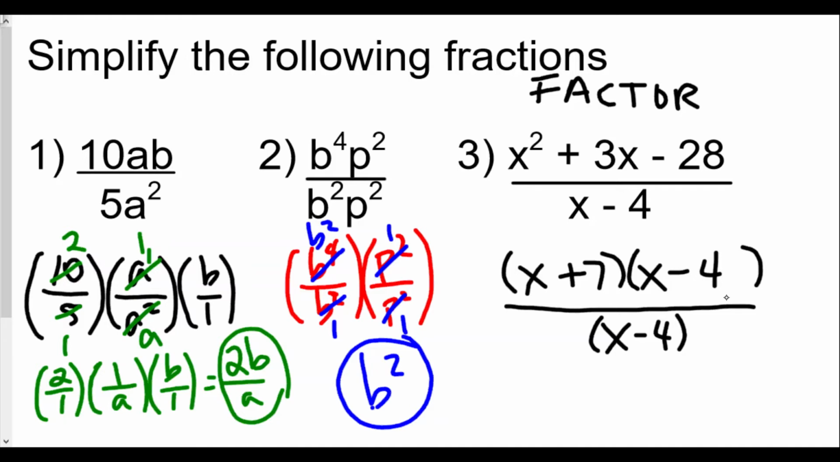And so now we can divide out factors. Notice that x plus 7 and x minus 4 are multiplying each other, and the opposite of multiplying is dividing. So that allows us the opportunity to simplify the x minus 4 and x minus 4. We can only divide out factors. So we get, in this case, as our answer, x plus 7.